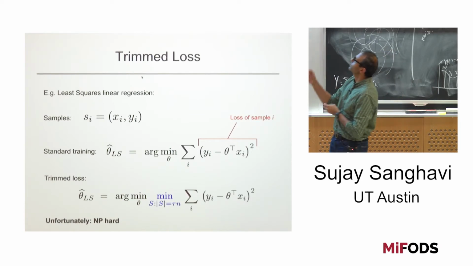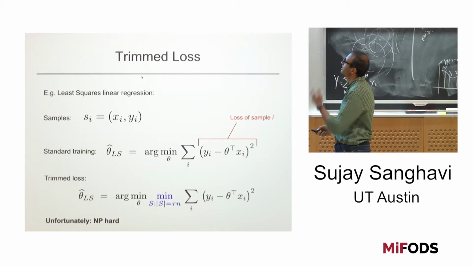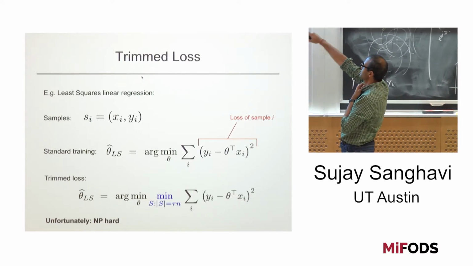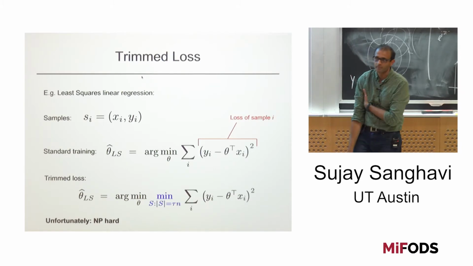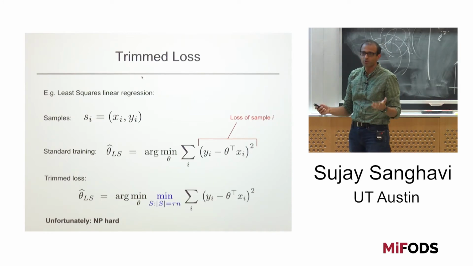Okay. So looking at linear regression more closely, because that's what our theory results will be about. The samples are xi, yi pairs, and standard training is just to minimize the squared loss, and trim loss is to minimize the same loss but over a subset, right? And this is NP hard. This is not our result, by the way. It was known to be NP hard.